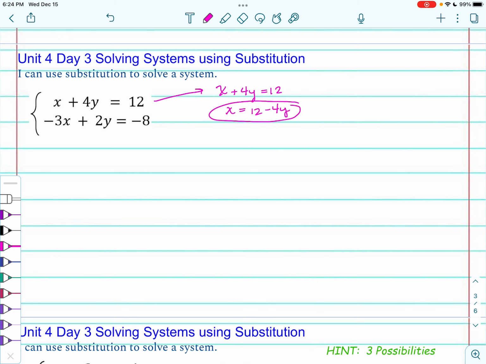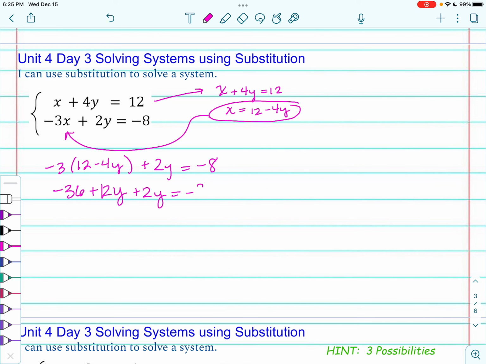Okay, so step 1 was solve. I'm going to plug that back in right here. Step 2 was to substitute. And you can see as I do this, I now only have one variable, and it's all y's. So I get -36 plus 12y plus 2y equals -8. These are on the same side of my railroad tracks. Okay, so I can add them together. I have 14y here.